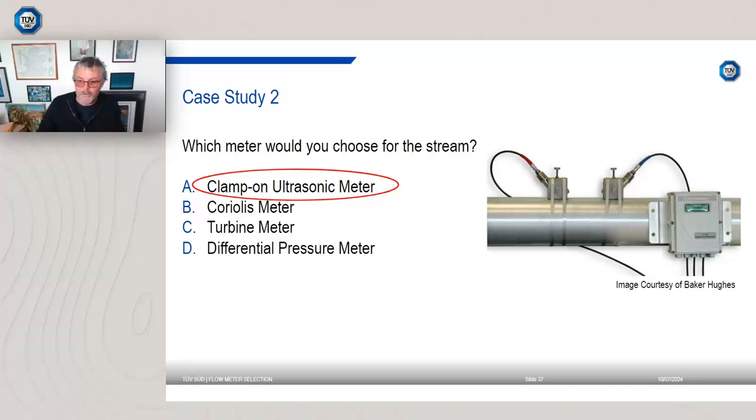Fantastic pieces of equipment. They can be installed without any interruption to the process. If they're properly installed, they give a good uncertainty. They don't have a pressure drop. Really, really good piece of equipment. So for me, primarily on a cost basis, I would use the clamp-on ultrasonic meter for that particular application.